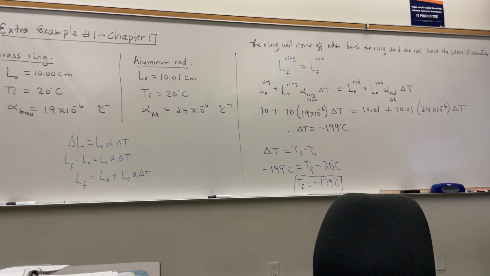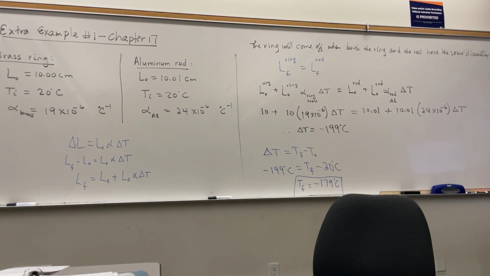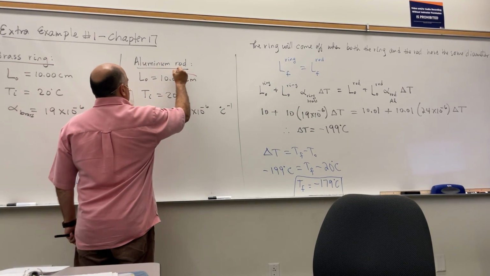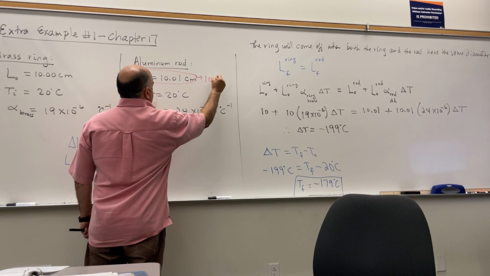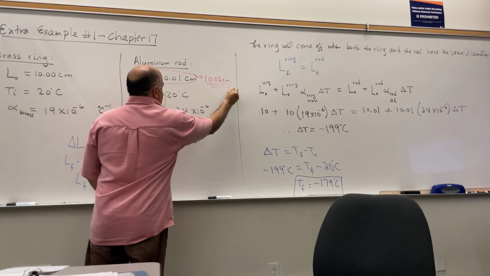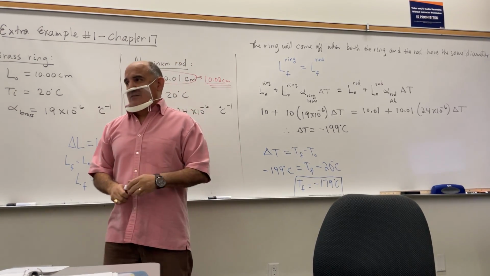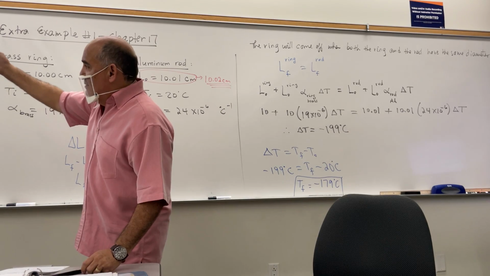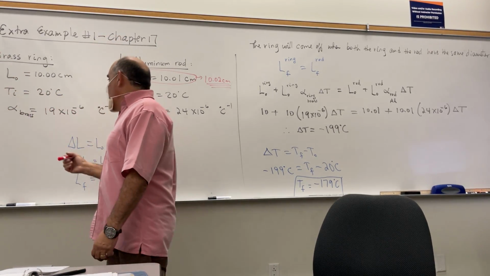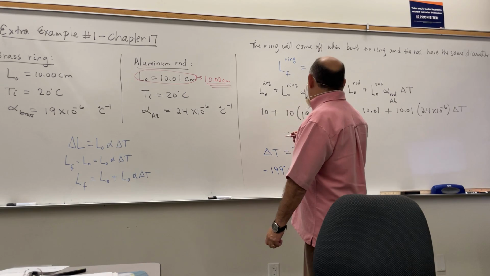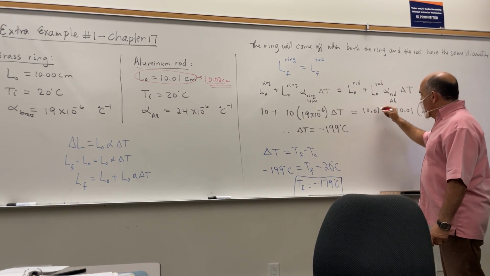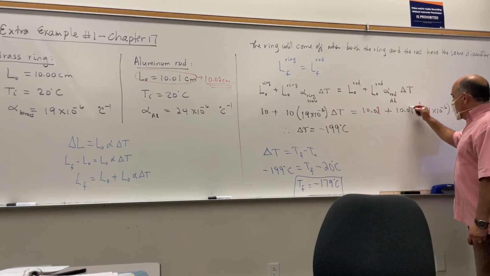What if the diameter of the aluminum rod, instead of being initially at 20 degrees Celsius 10.01 centimeters, what if it is 10.02? Suppose I change this to 10.02 centimeters, what if the rod is initially slightly thicker than what it was in the first case? What would have to be the final temperature? So you do this, and you would change this here to a 2. You would change this to a 2.